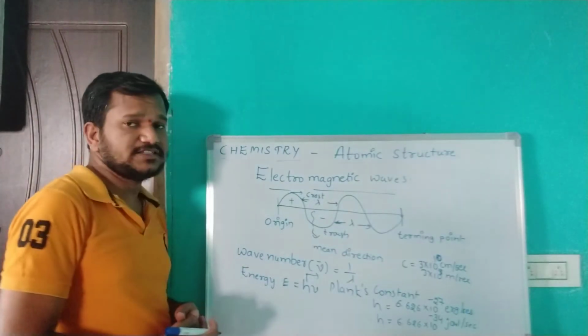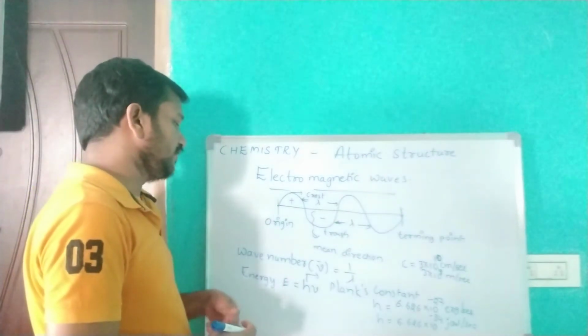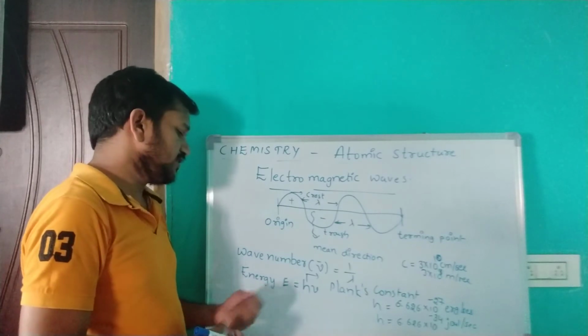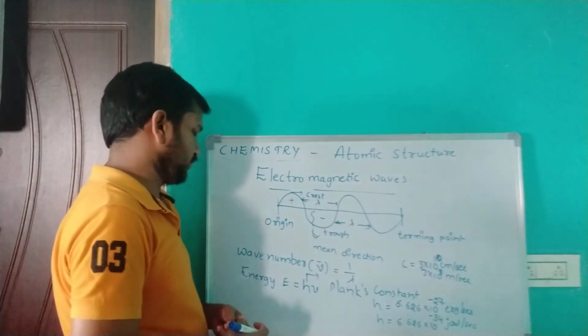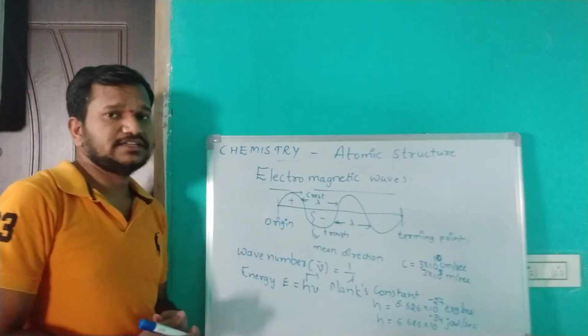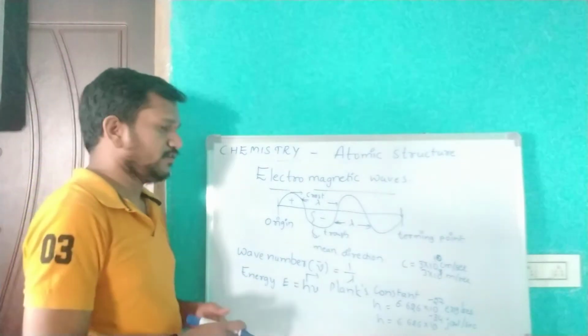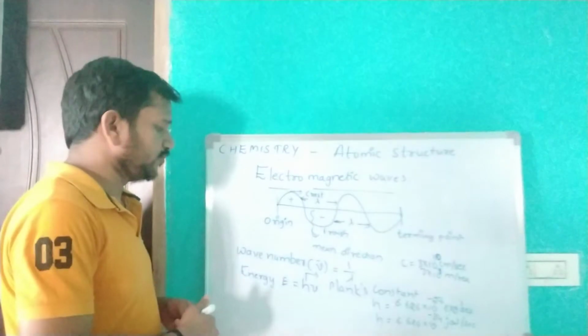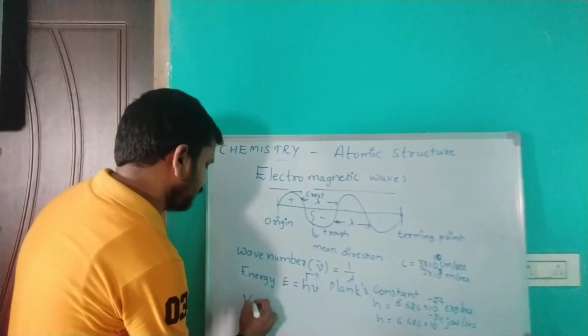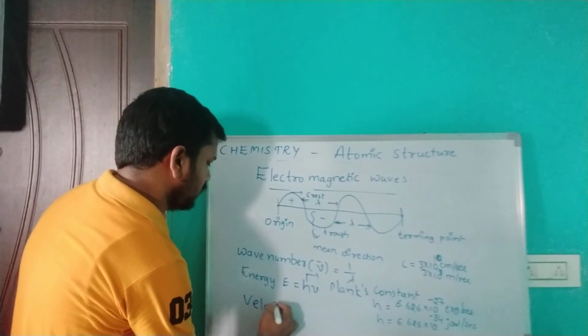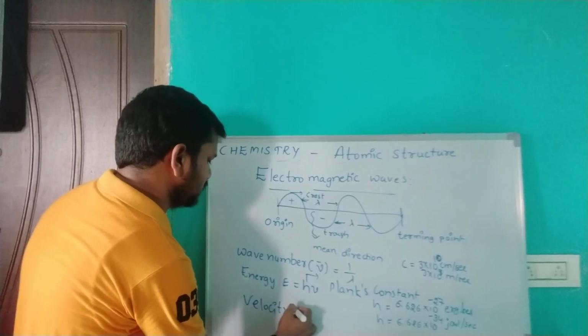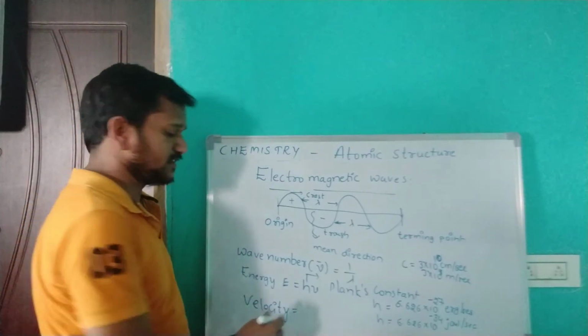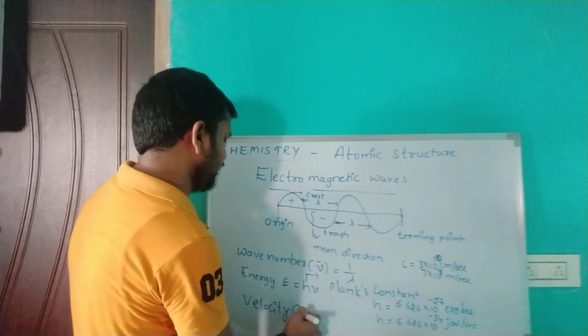Okay, wave number is the reciprocal of the wavelength and energy E is equal to h nu. These are the secondary properties of the wave. And the last secondary property is velocity. Velocity is represented by c.